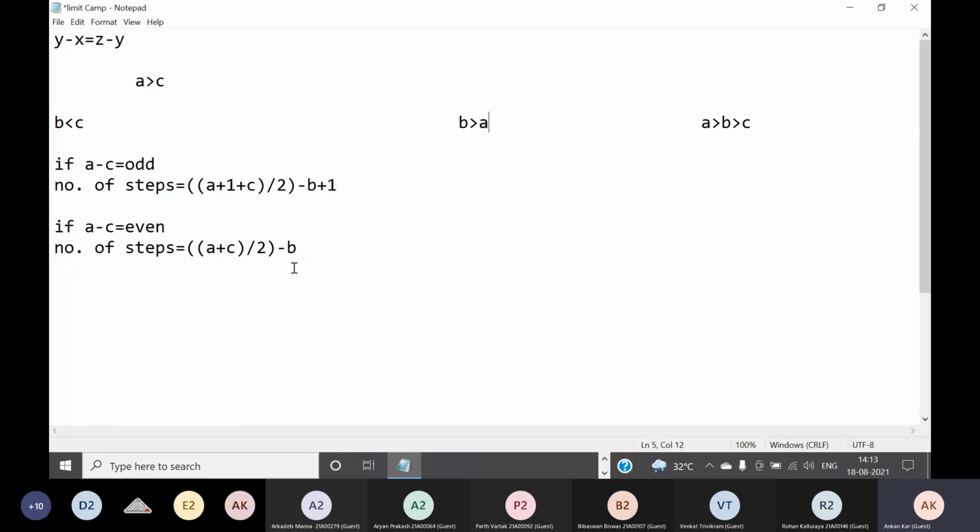Okay, the basic idea is that. And if b is greater than a, you can see b is above a. You're just going to reverse the whole thing. Just turn the whole graph 180 degrees. Then b will be less than c again. You can see why, right?